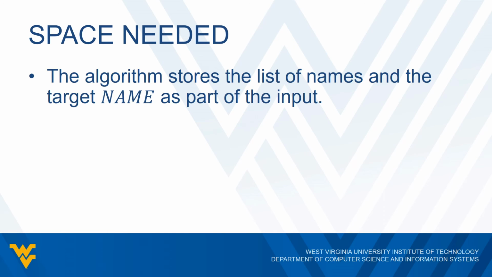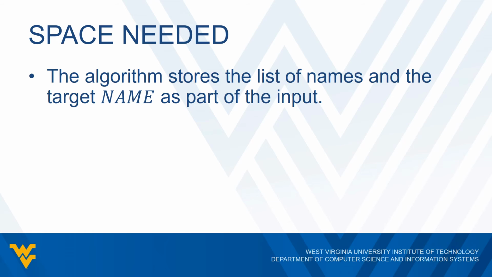Now, what about the amount of space that we need? Well, for our input, we need the list of names, the list of phone numbers, and our target name is part of the input. So all that is considered just the input for the algorithm. So we basically have 2 lists and then 1 variable for the name that we're looking for. Okay, so that's our input.